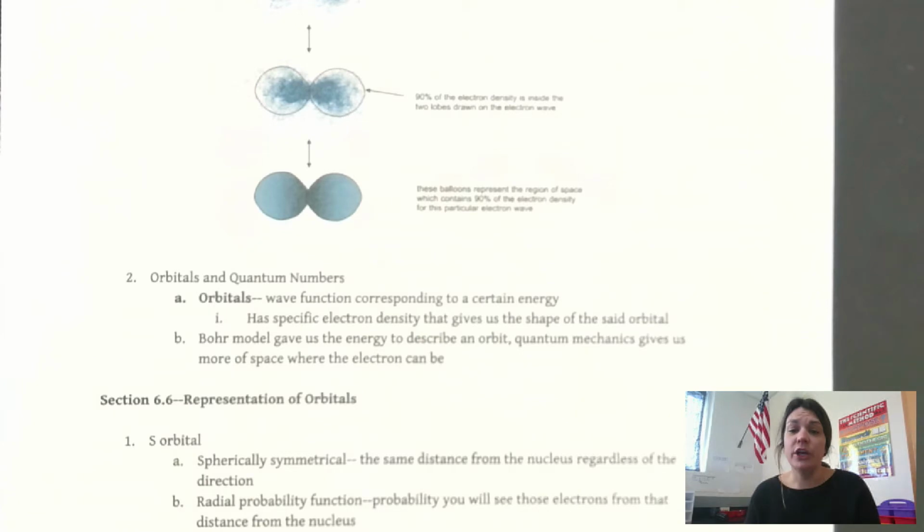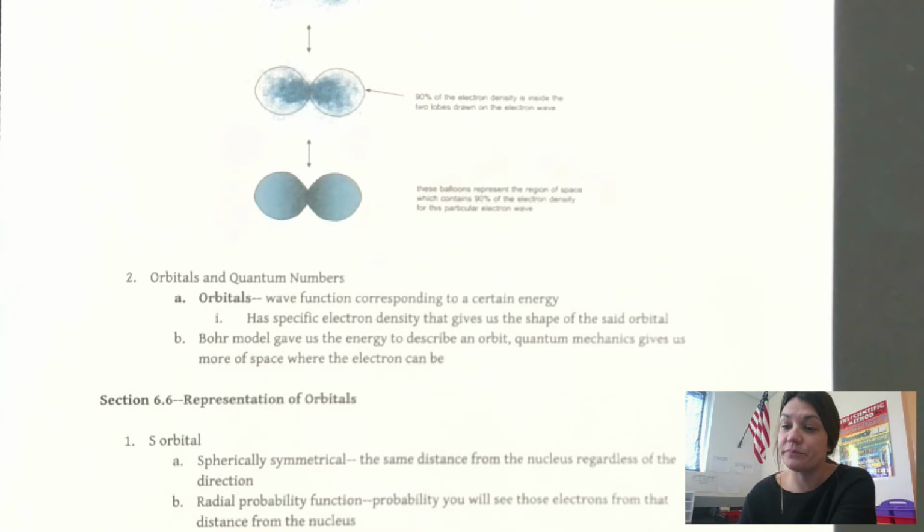Okay, so if we go back to what we talked about with Bohr, Bohr gave us the idea of energy to describe an orbit, okay? But quantum mechanics gives us more of a space, an area of where it could be. So that's all you have to know for quantum mechanics and atomic orbitals: electron density tells us that this is the space where an electron could possibly be.